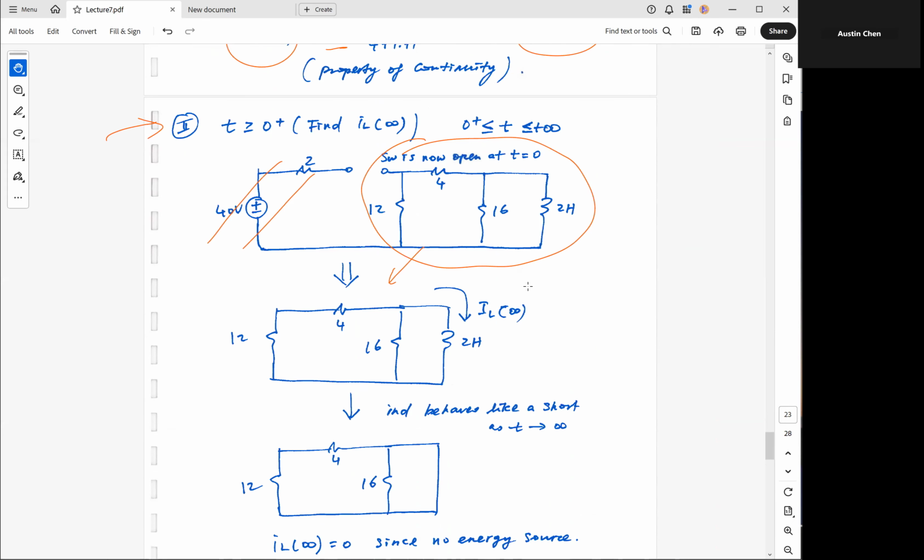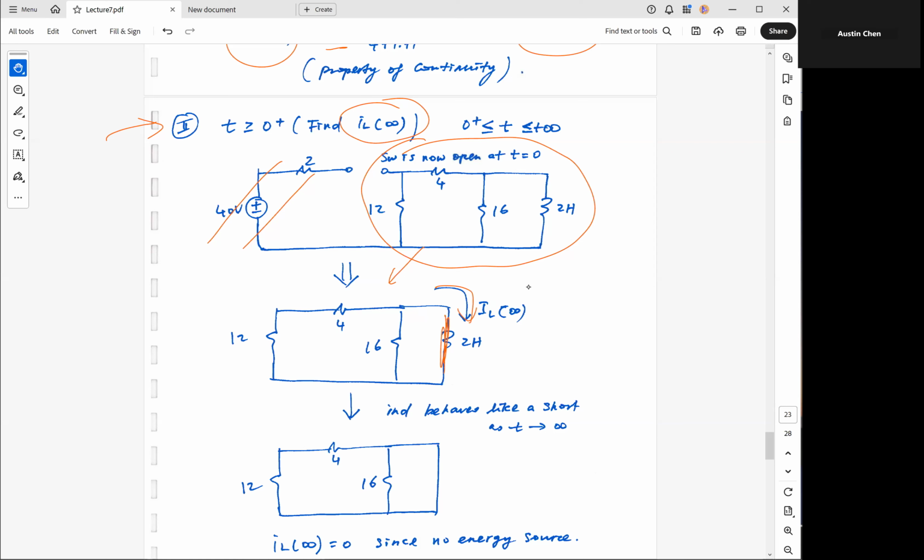Then we need to find IL at infinity, just like before. We need to find what happens to this variable when t is equal to infinity, meaning when the circuit has been sitting there forever, what happens to my IL, the current passing through this inductor? We know that this inductor is going to behave like a short when the circuit has been sitting there for a long time. So this guy is now replaced by a short, and we need to find IL at infinity, which is the current passing through this short.